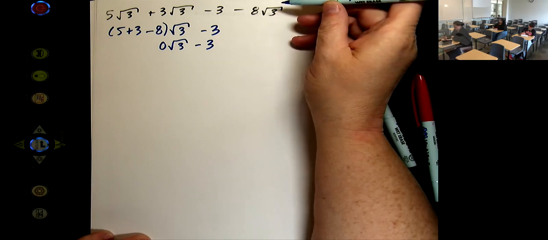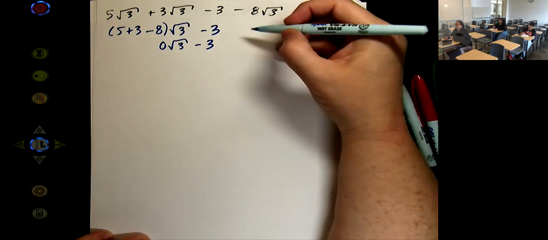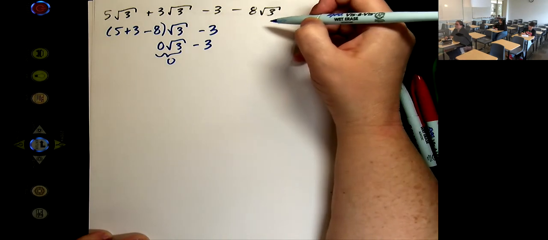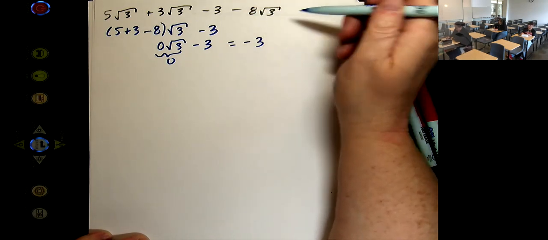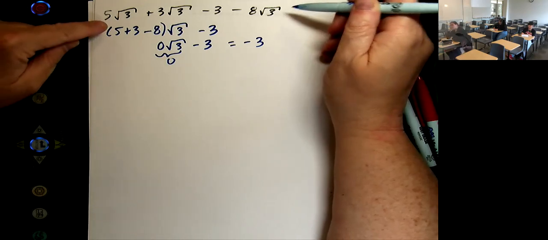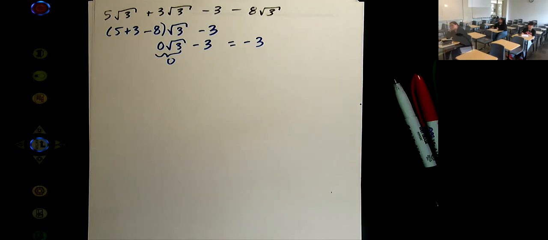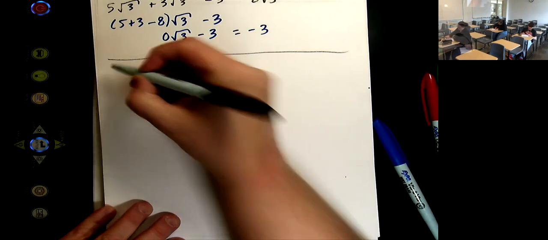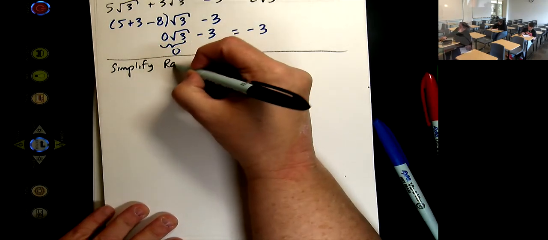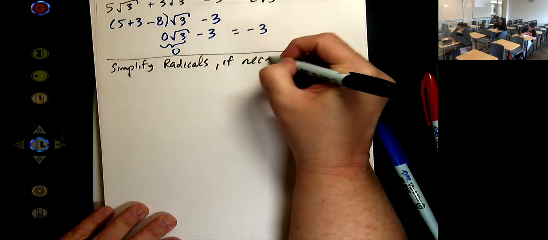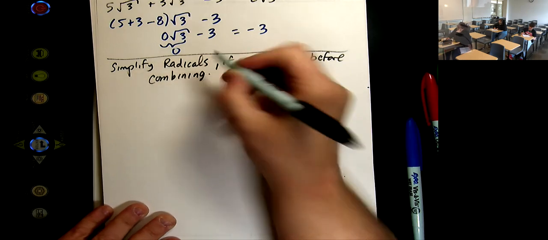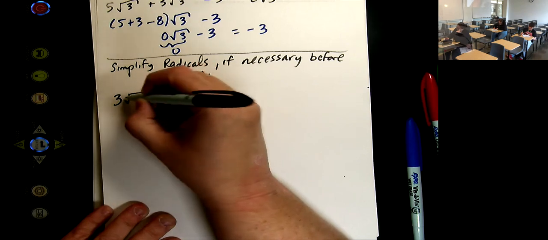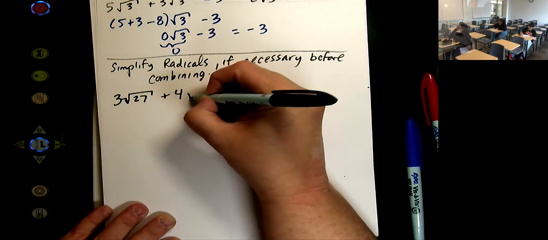What does that equal? That part equals 0, yes. All we're left with is the -3. So if it doesn't have a radical, you can't combine it with something that does have a radical. And to combine radicals, they have to have the same thing underneath. All right, let's kick it up a notch. Sometimes we need to simplify radicals first, if necessary, before combining. For example, 3 square root of 27 plus 4 square root of 3.